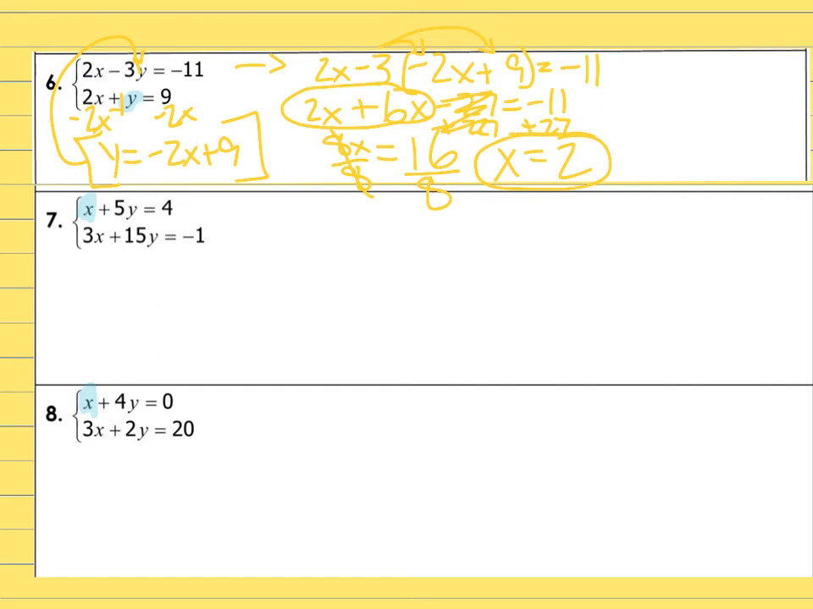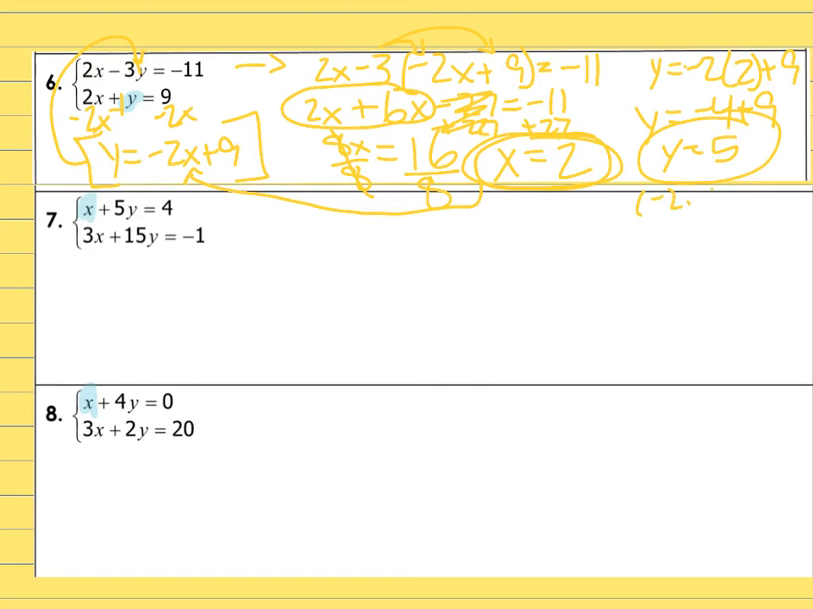Now to find what y equals, because we already know what our x equals, we just have to take that x and plug it back into this equation. So y is equal to negative 2 times x, which is 2, plus 9. Negative 2 times 2, negative 4. Add the 9, y equals 5. How's that? So 2 comma 5 is our answer for this one. It's our solution, right? That's an ordered pair. Coordinate point, I should probably say.